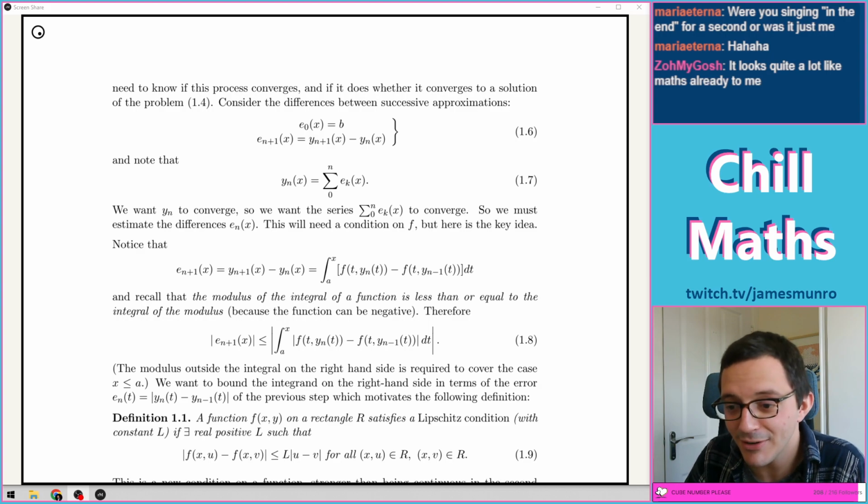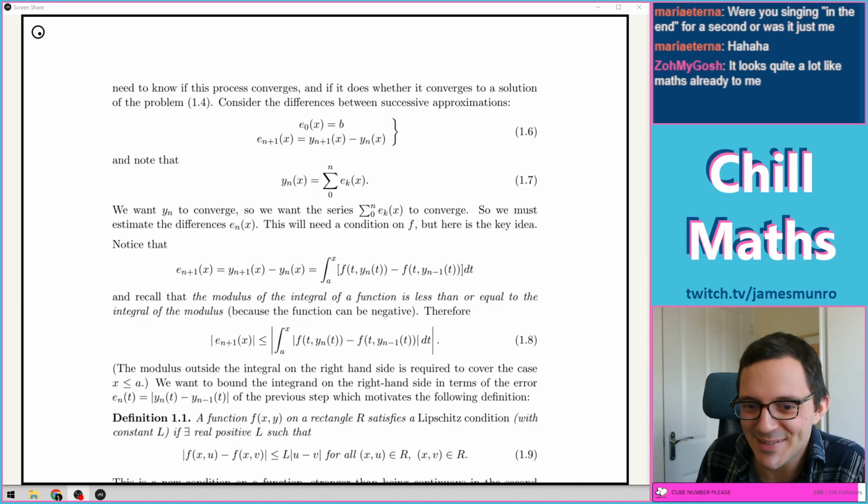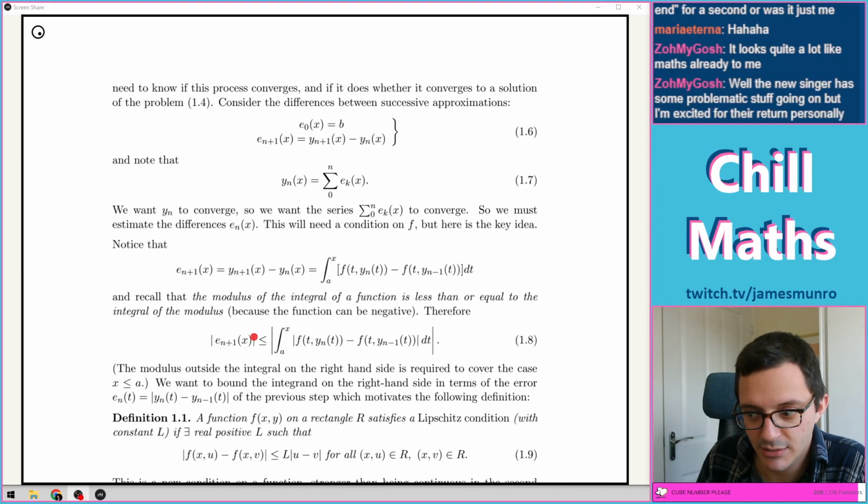It looks quite a lot like maths already, doesn't it? This will need a conditional f is the thing that scares me. Like, we're not gonna set it up properly yet, but notice that. Oh my goodness, here's a key fact or something. Maybe that's all I can hope for today, on a day when I can't remember factors of 2. Maybe all I can hope for is that we get the key facts. The difference looks like this, and you can bound that. It's not so bad.